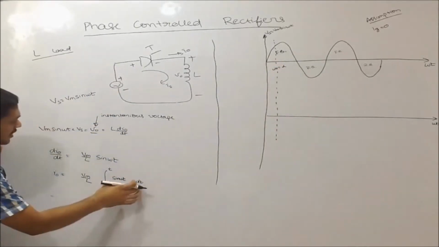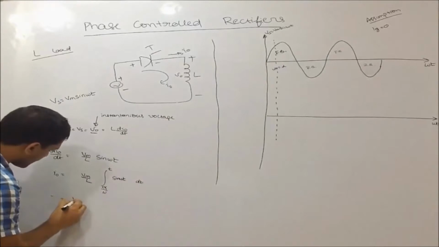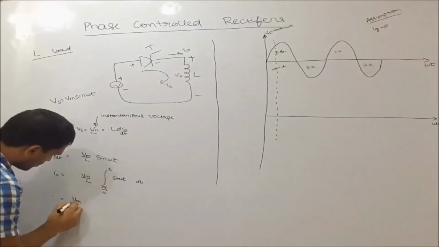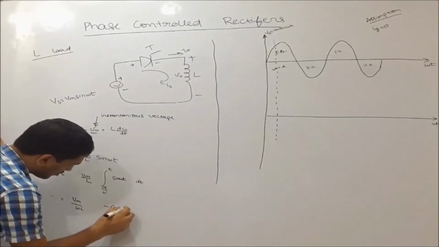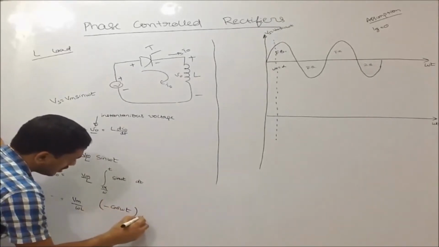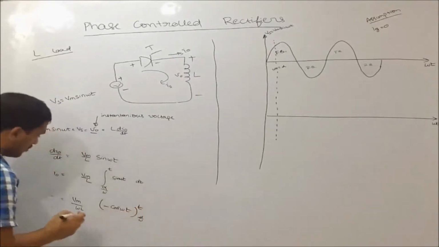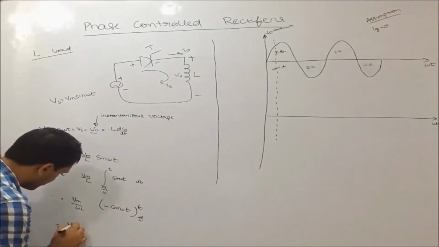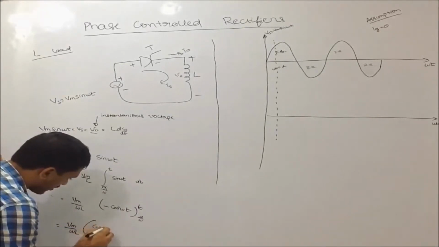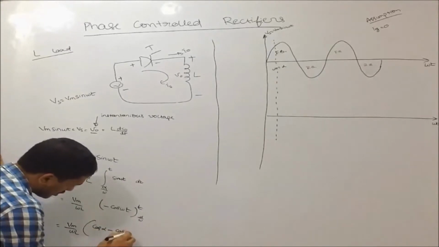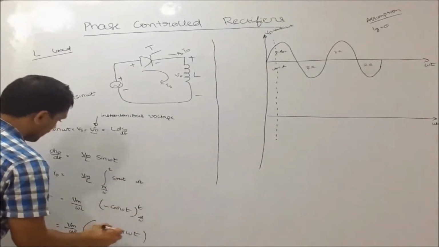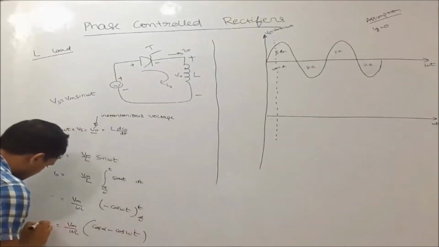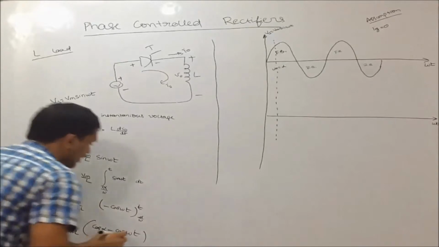So if I integrate with respect to dt, what I get? Vm by omega I get. So that I am taking out, sin integration is minus cos. So what I get? Vm by omega L into cos alpha minus cos omega t. This is the expression for my current. This is what? Instantaneous current.